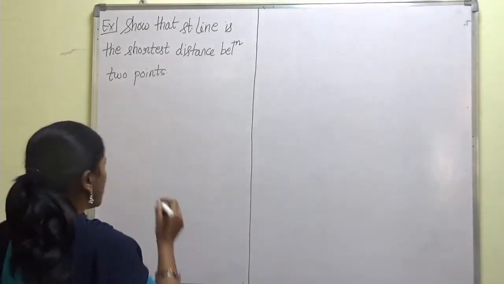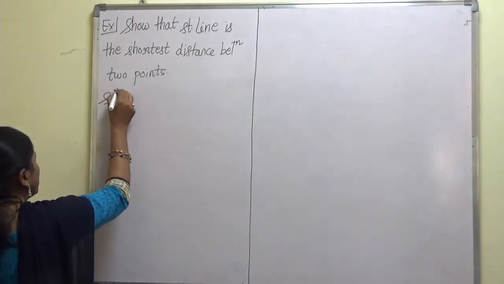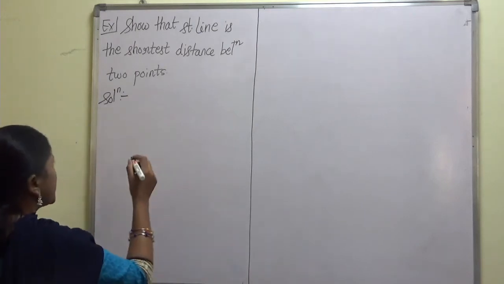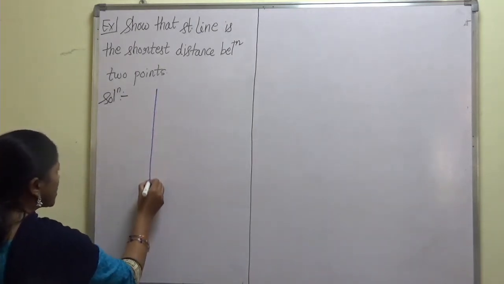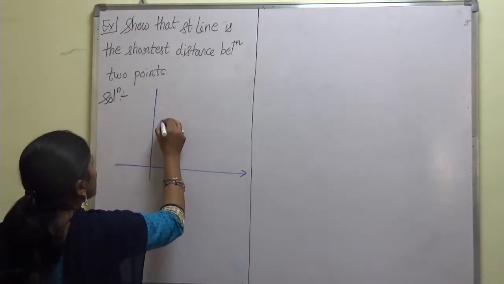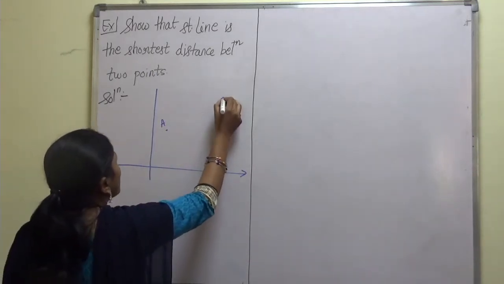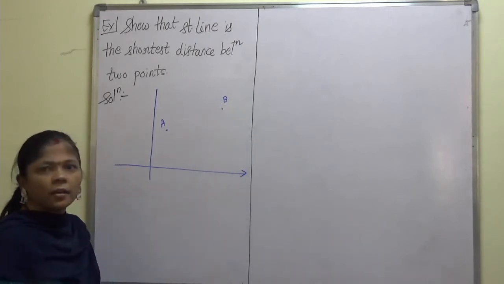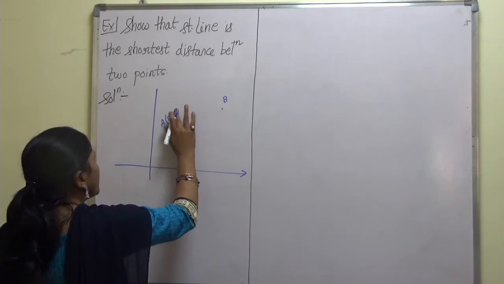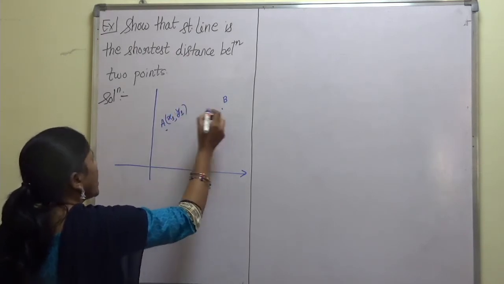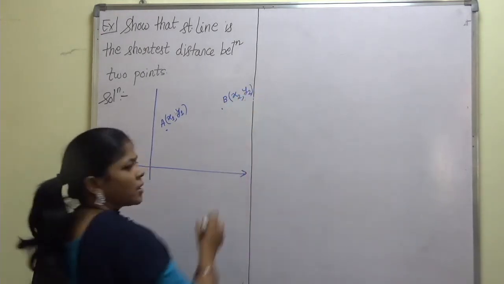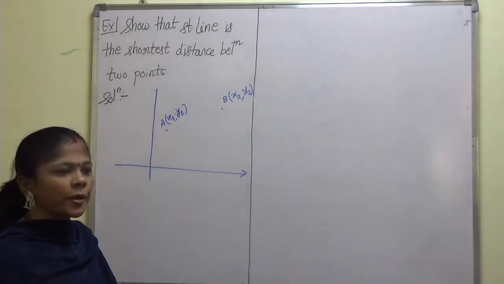So see here how to solve such examples. What is given? As per the information given, you will have to construct the functional. Suppose we have the 2 points, say A and B, right? What are the coordinates of A and B? Say x1, y1 and x2, y2, right? These are the coordinates of the 2 points A and B.